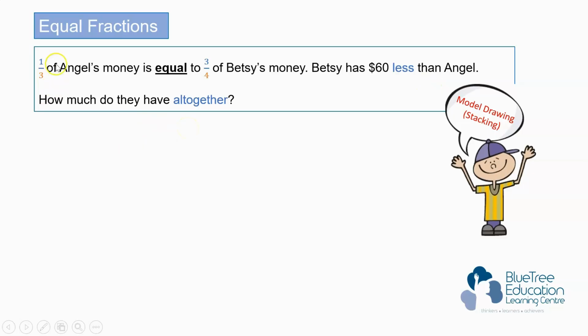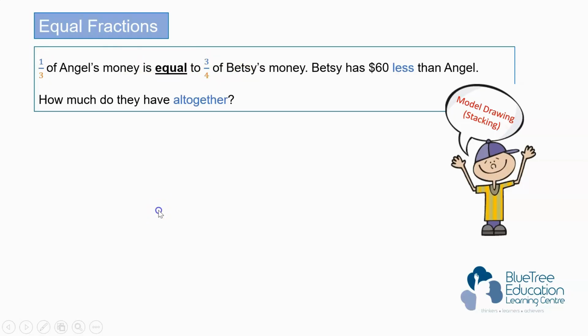So let's look at the fraction for Angel. 1/3. You know that the denominator 3 for Angel actually represents that Angel has a total of 3 units. And for Betsy, 3/4, the denominator 4 represents that Betsy has a total of 4 units. And the numerator 1 unit for Angel is actually equal to the numerator 3 units of Betsy.